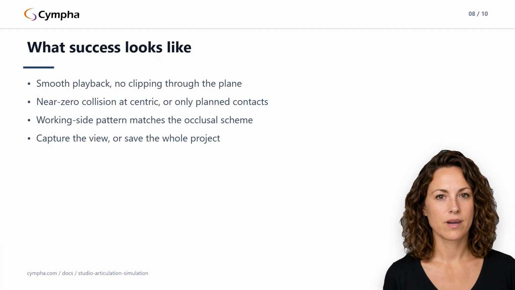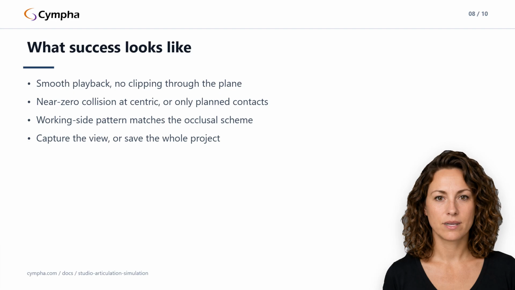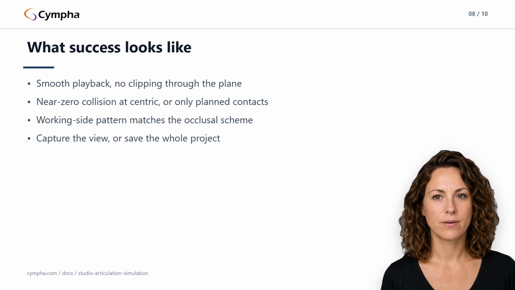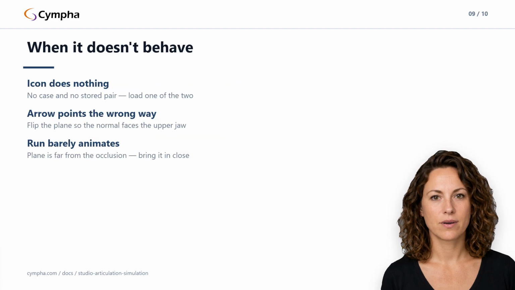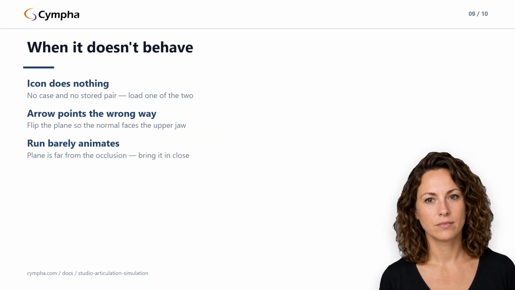Second, the plane's arrow points the wrong way. The arrow is the plane's normal, and it must face the upper jaw. Drag the plane handles to flip it, and read the in-app hints before you press Run, because they reinforce exactly this. Third, Run does nothing at all, or the simulation jumps but doesn't animate.